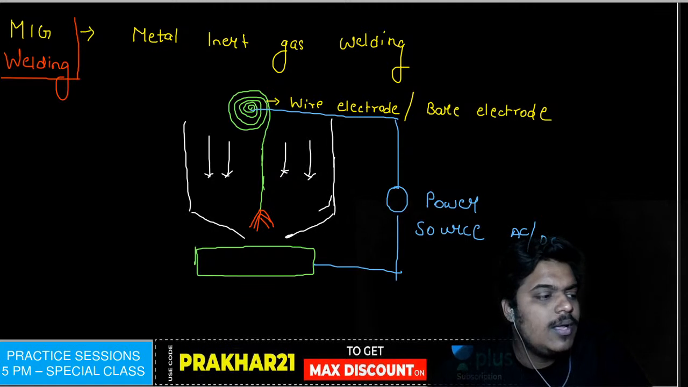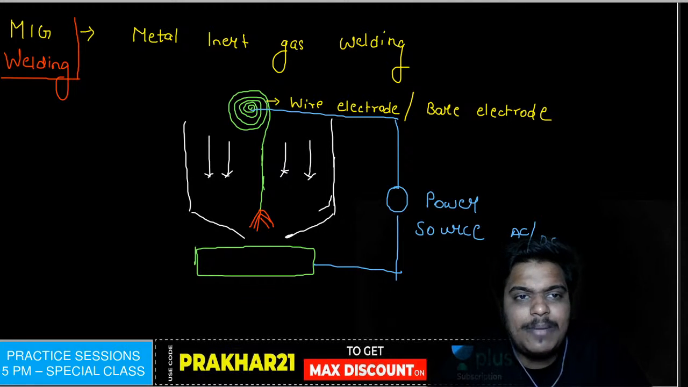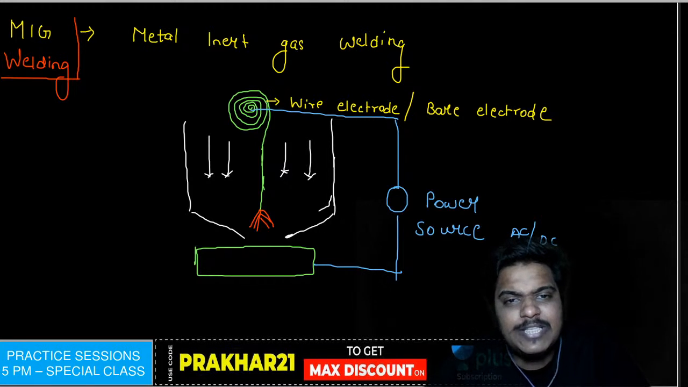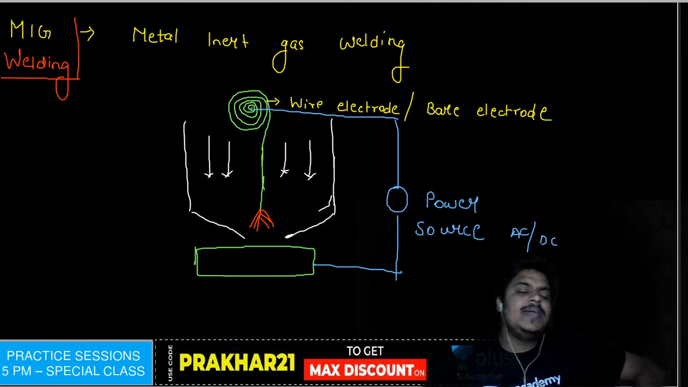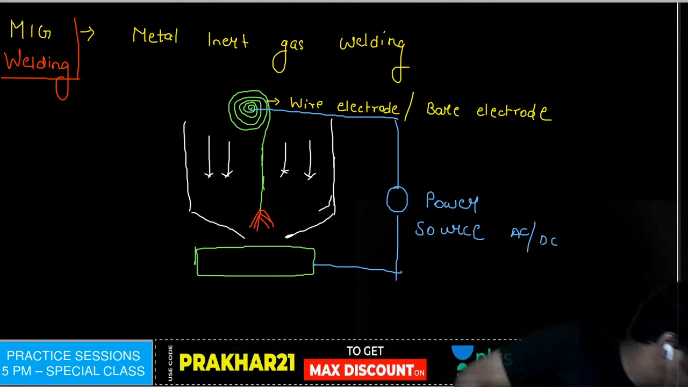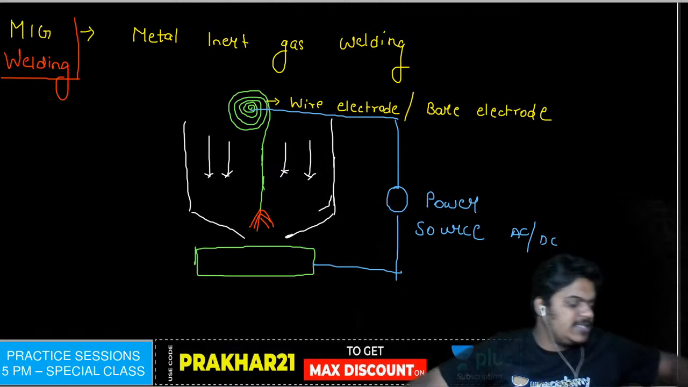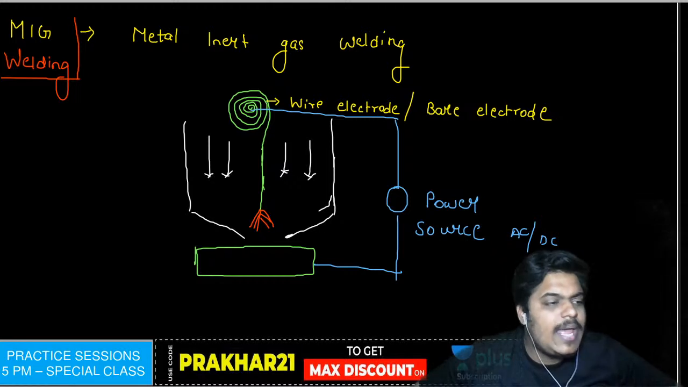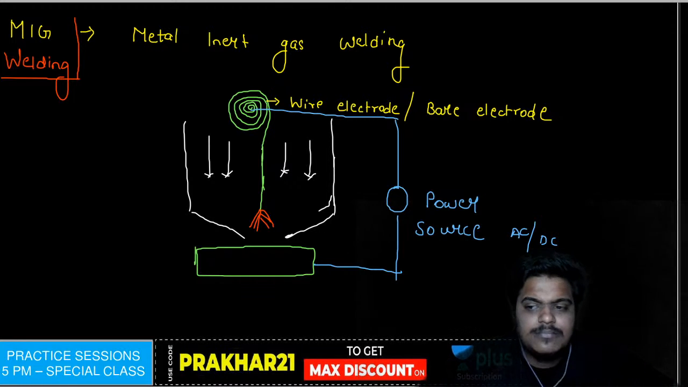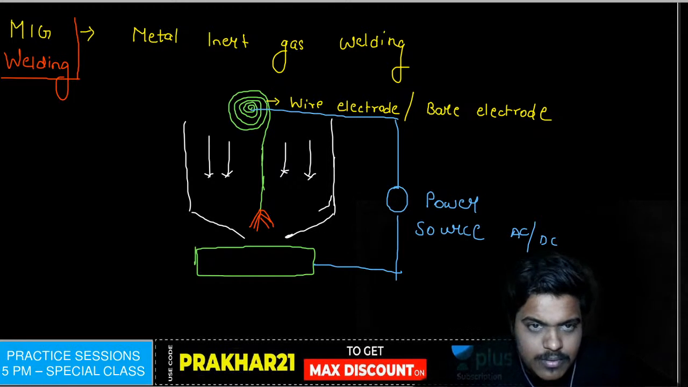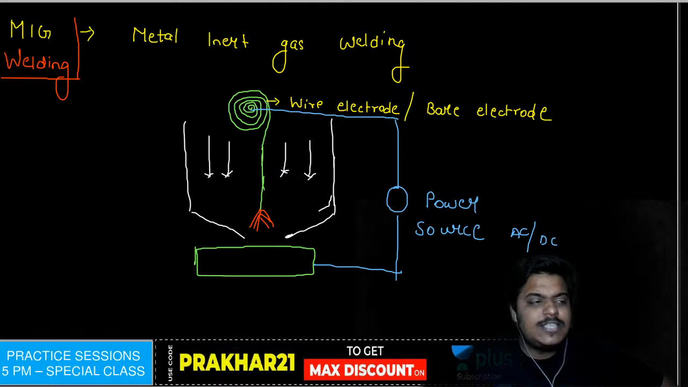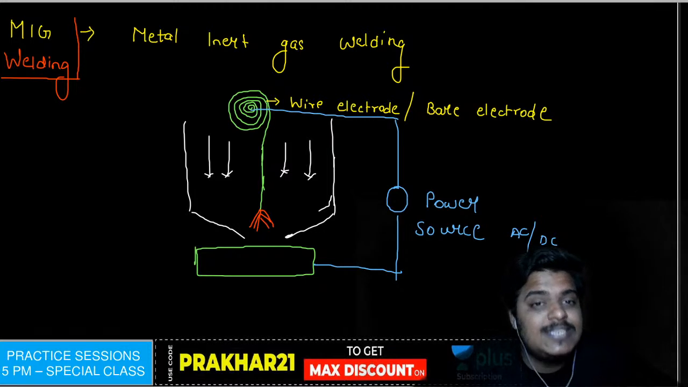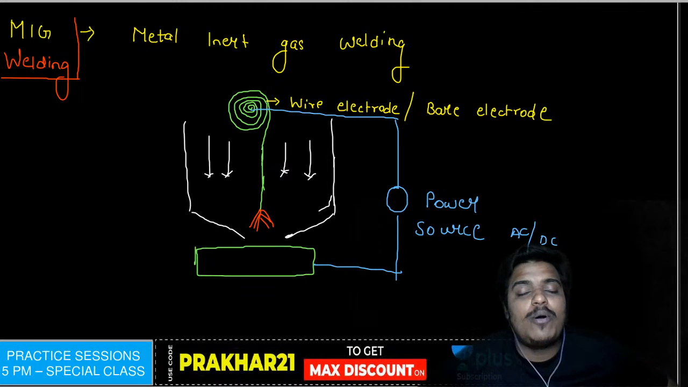Please note down. That is a small request from my side. In MIG welding process, the electrode is in the form of a wire. Note down, this comes. This is an ESE question. The wire is in the form of an electrode in MIG.